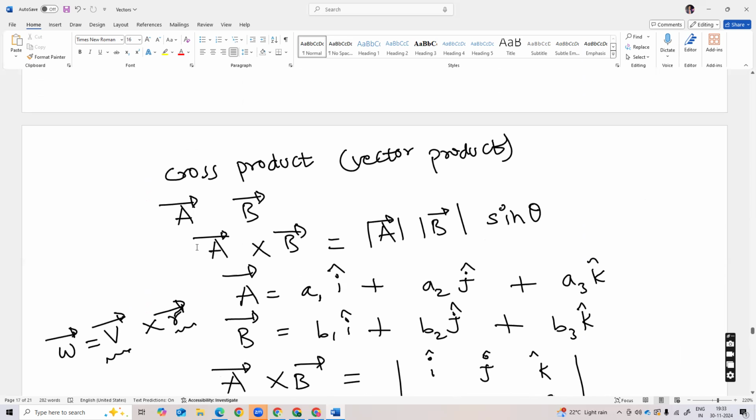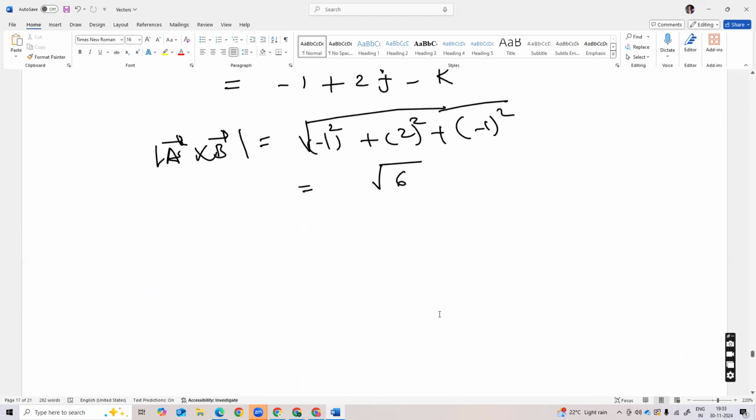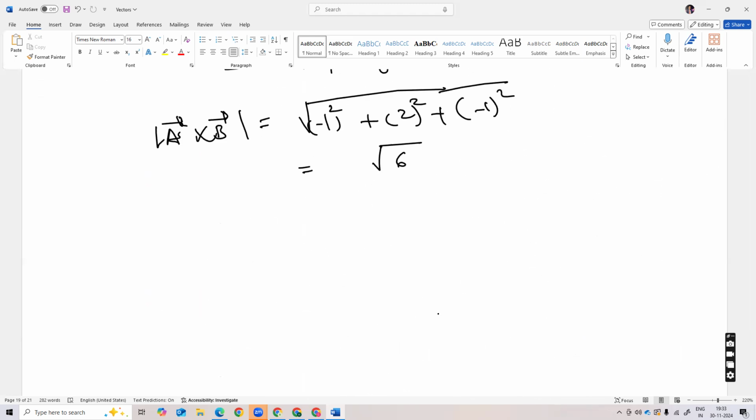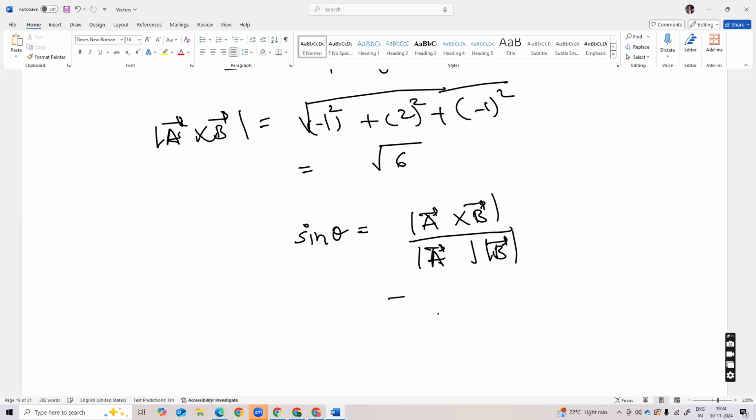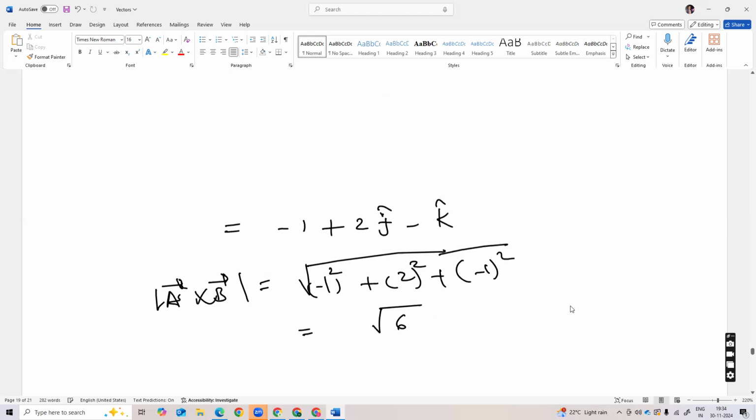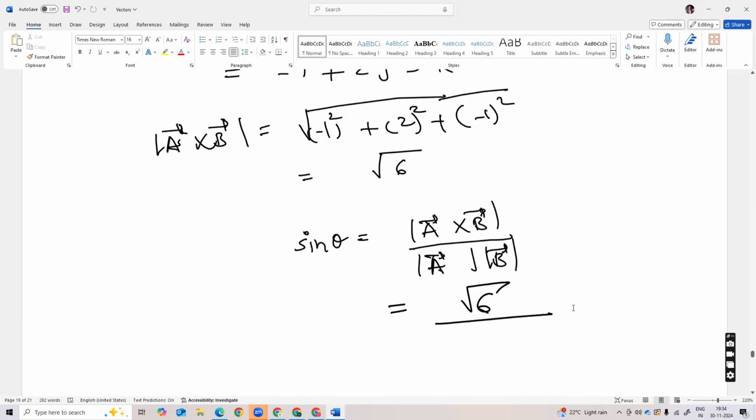So then you can use this formula. Here this is basically the magnitude of A cross B vector. So from this formula you can find out the angle between these two vectors. So sine theta is basically magnitude of A cross B divided by magnitude of A times magnitude of B. So it will be basically root 6 divided by root 29 into root 3.